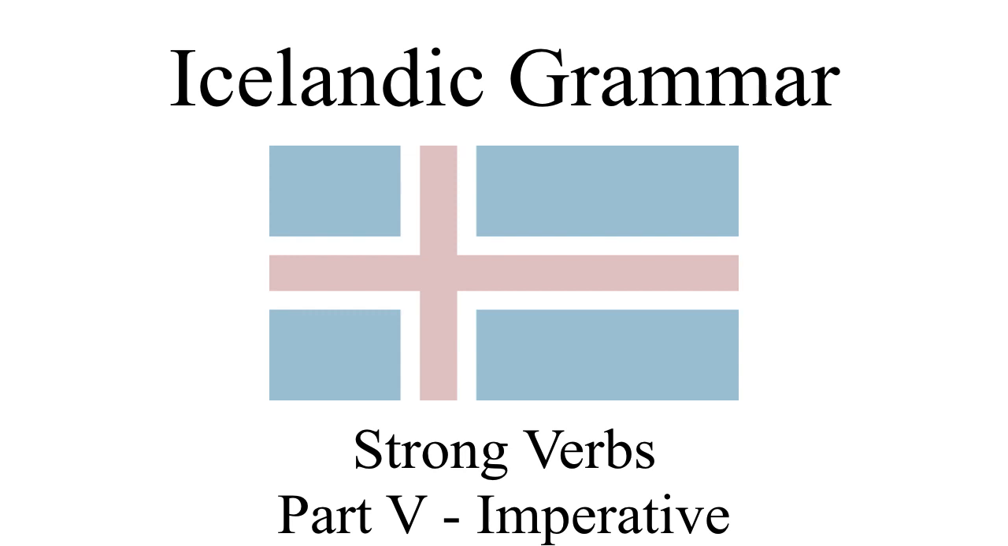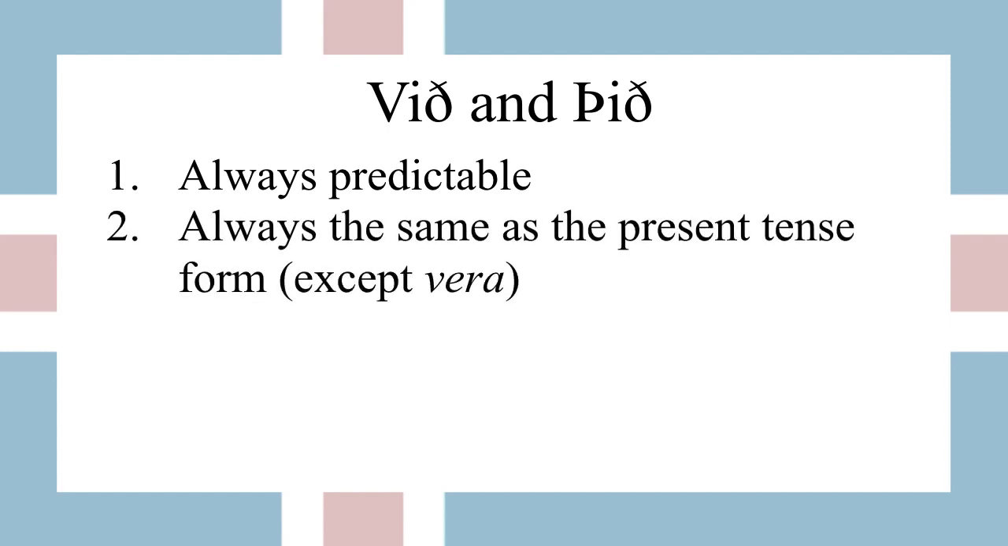This video will be my last in a series of videos I've made about strong verbs. In this video, we're going to be talking about the imperative form, which is the command form. So let's start with the við and þið imperative forms because they're the simplest. Now, these forms are always predictable. They are always the same as the present tense form, except for one verb, að vera, to be.